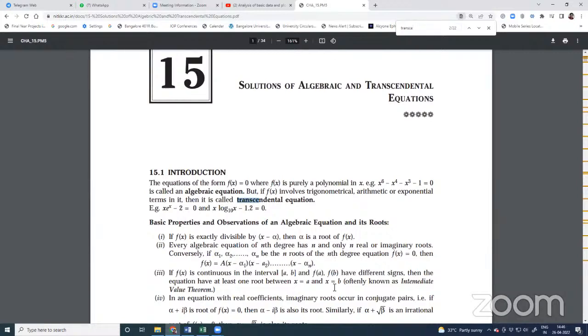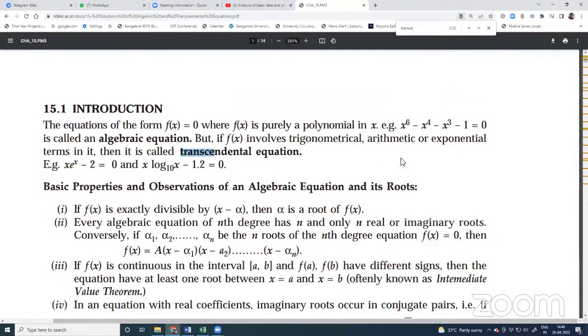Equations of the form f of x equal to 0, where f of x is purely a polynomial in x, for example x to the power of 6 minus something, any such equation is known as algebraic. But if f of x also involves trigonometric, logarithmic or exponential terms, then it is called transcendental.